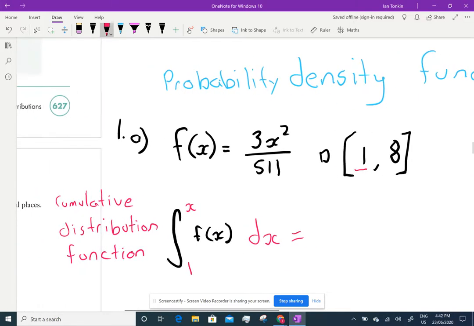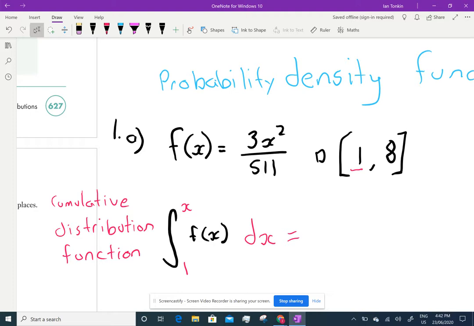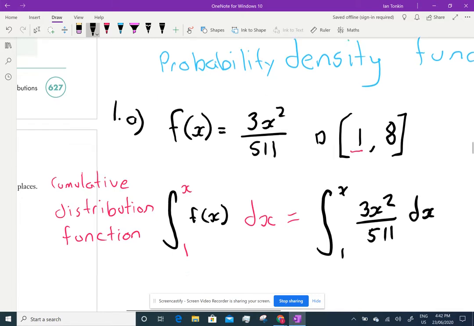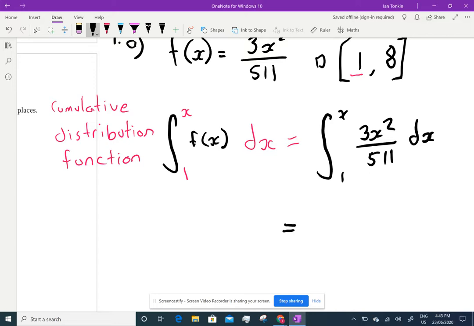Will tell us the probabilities for the probability density function. And we've done that. So if I integrate that, I'll get a single function, so I've got to do the integral from 1 to x of 3x squared on 511 dx. Okay, well, what do I do? I add 1 to the power, 3x cubed on 511, and I divide by 3 underneath, which is really handy, and I'm going from x to 1.